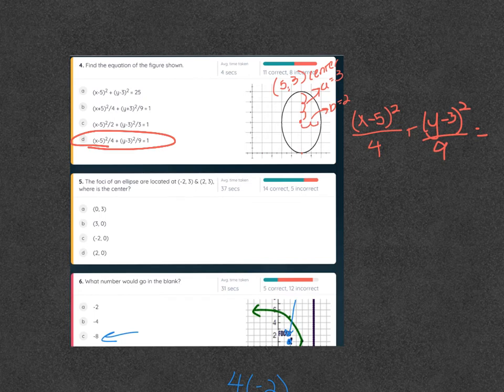Number 5 says the foci of an ellipse are located at -2, 3, and 2, 3. This tells me that the center is at 0, 3, which is A.